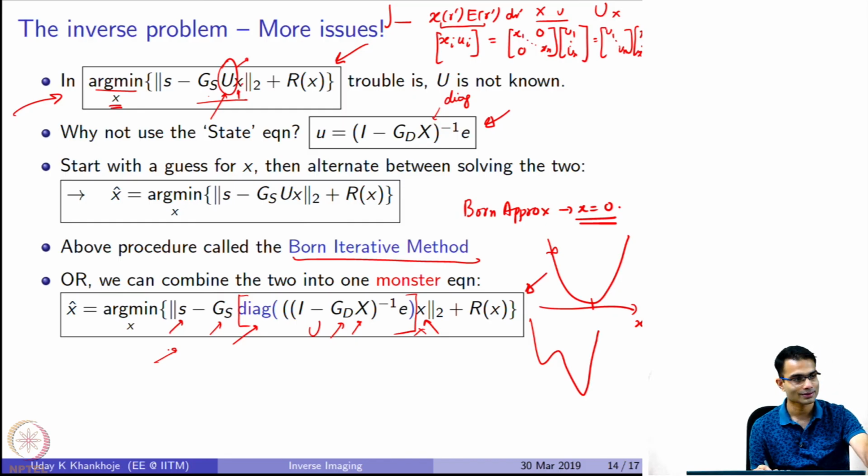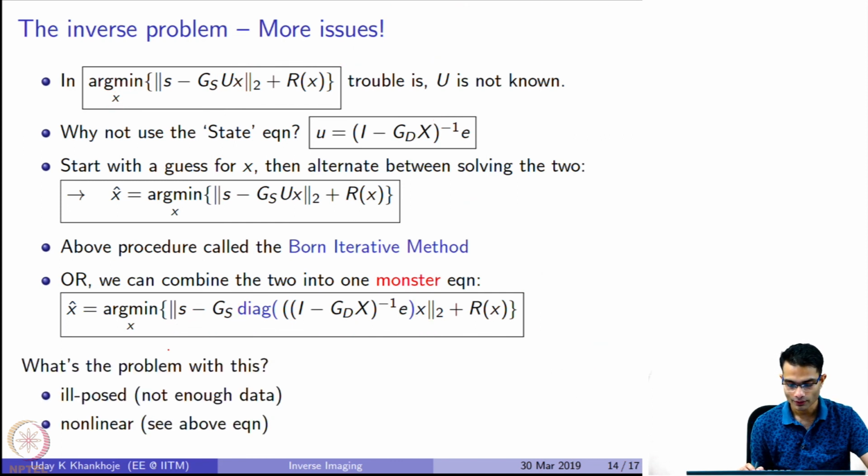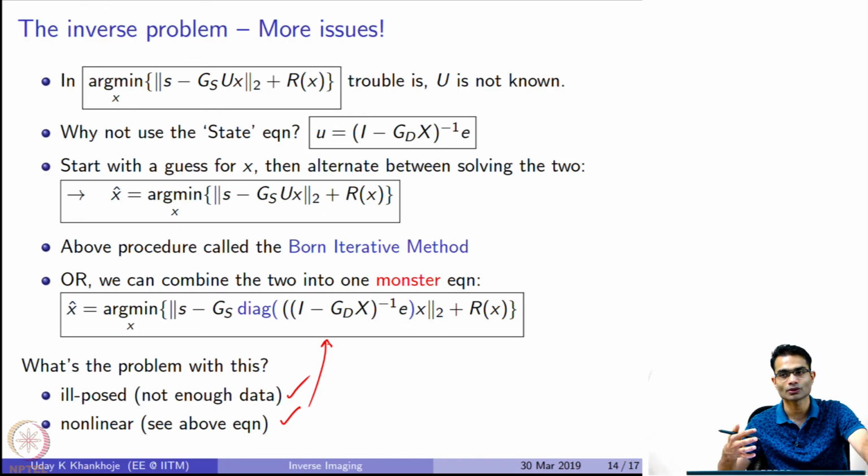So let's actually look at it a little bit more quantitatively. Okay, so we have already said that it is ill-posed, not enough data, and non-linear, right? This equation over here is non-linear in x, that's the problem. So let's see the manifestation of this non-linearity in how it affects us. We know it's going to affect us, but how is it going to affect us?